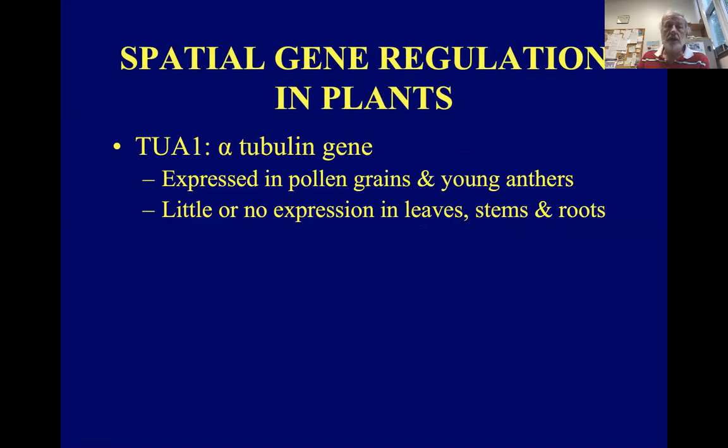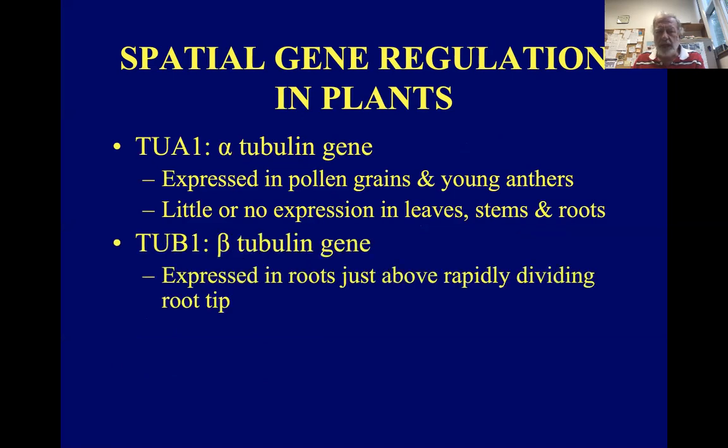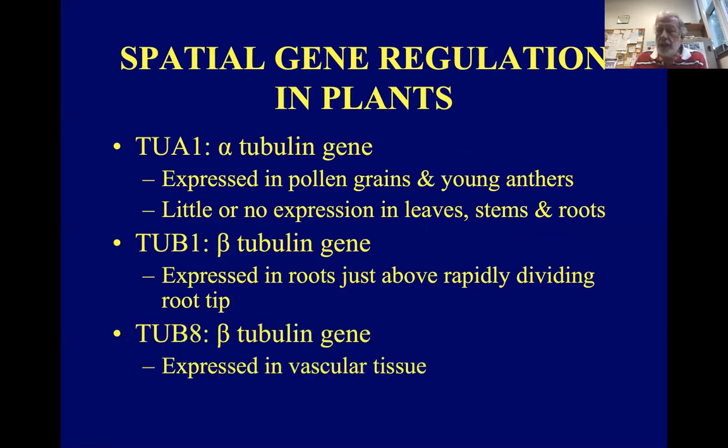So for instance, a gene called TUA1 is an alpha tubulin gene. It's expressed in pollen grains and young anthers, but there's little or no expression of it in the leaves, stems, and roots of the plant. TUB1, a beta tubulin gene, is expressed in the roots just above the rapidly dividing root tip, and TUB8 is expressed in the vascular tissue, the xylem and phloem.